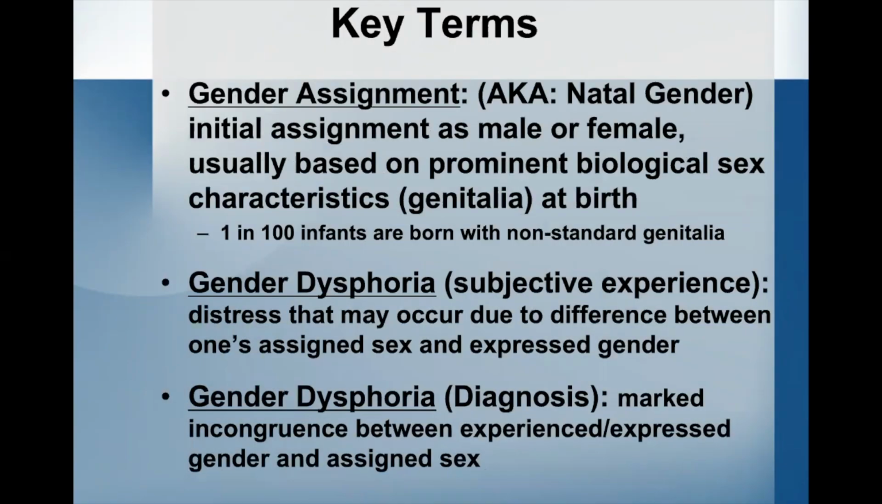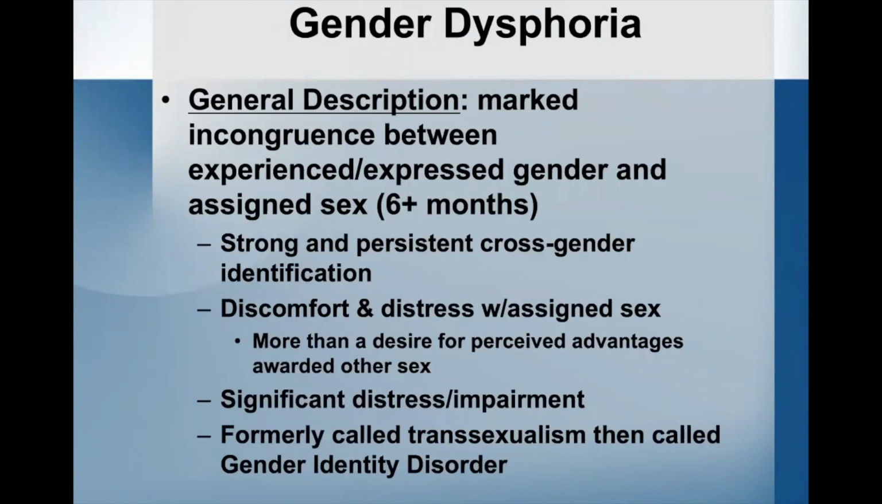Another important term is gender assignment. This is also referred to as natal gender. This is the initial assignment as male or female, and it's usually based on the prominent biological sex characteristics at birth, meaning their genitalia. Gender dysphoria refers to the subjective distress that might accompany the incongruence between one's experienced or expressed gender and one's assigned gender at birth. This can also be a diagnosable condition, which we will be discussing in greater detail.